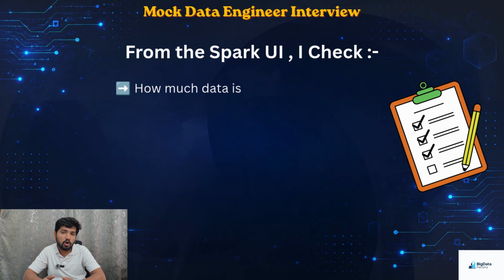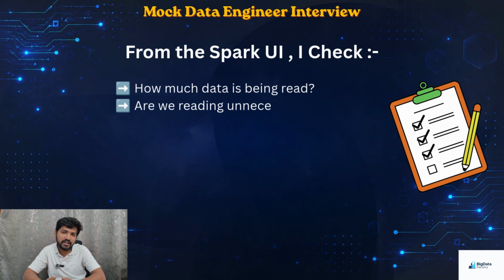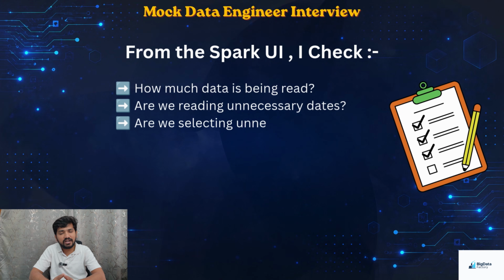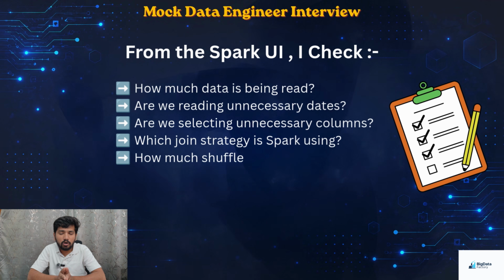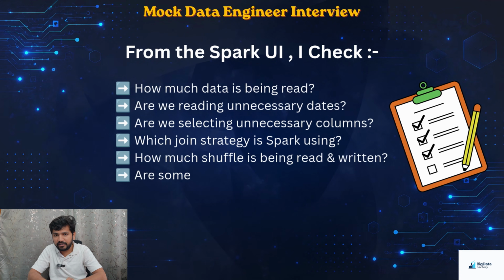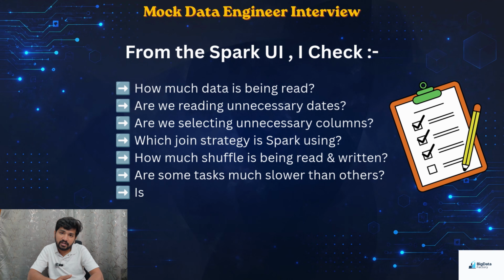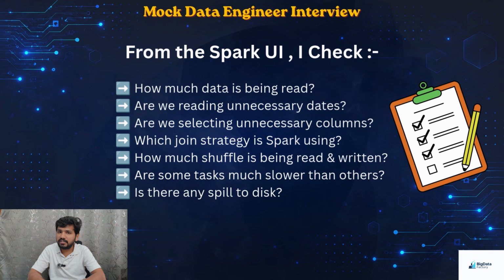I would not begin by randomly increasing executor memory. First, I would confirm the bottleneck using the Spark UI and the physical execution plan. Then I would check how much data is being read. Are we reading unnecessary dates? Are we selecting unnecessary columns? Which join strategy is Spark using? How much shuffle is being read and written? Are some tasks much slower than others? And is there any spill to disk?